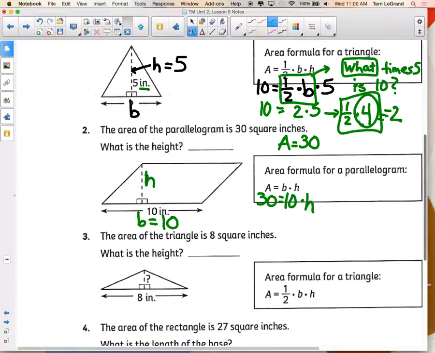We need to find the missing number. What's the missing number? H equals 3. Okay, so let's put that over here. H equals 3. And let's prove that it actually works. 10 times 3. What is 10 times 3? 30. So it does work, doesn't it? So we can say that we believe the height is 3, and what would its label be?